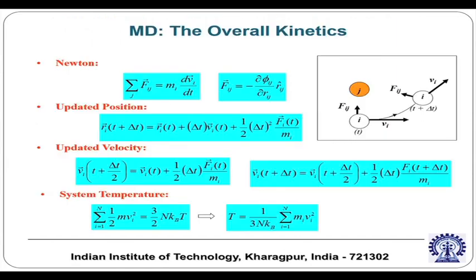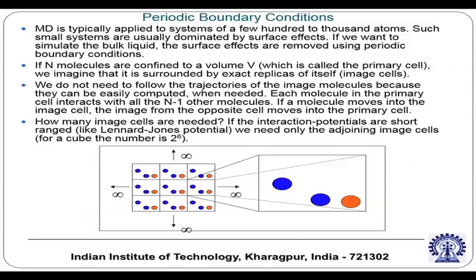So overall kinetics, you start with the force field, which is the negative of the potential field. You can update the position and velocity by using the force field, and you can get the system temperature by relating the kinetic energy, half mv squared, to 3 by 2 n kBT. So n half kBT for each degree of freedom, so you will get a total of 3 by 2 n kBT.